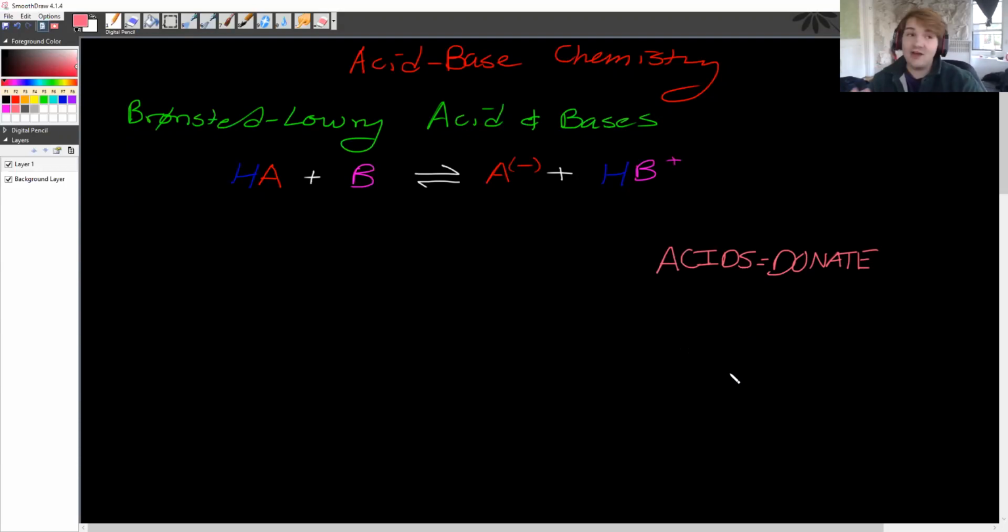So I don't ever want to see you put on one of your exams that acids accept protons, because they will never do that. That is not what an acid does according to Bronsted and Lowry. By contrast, bases accept protons, or they receive protons and hydrogens, all right? So these are the two primary definitions that we're going with, all right? And notice how general they are. They donate hydrogens, or they accept hydrogens, all right? So this is a pretty general way that we can describe molecules.